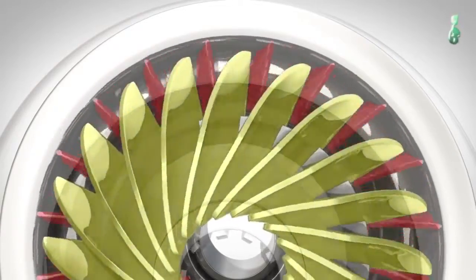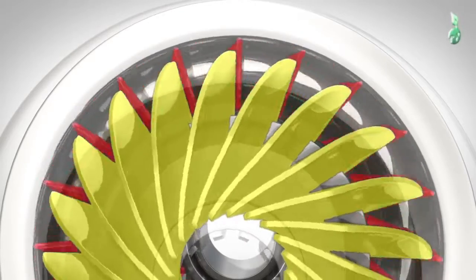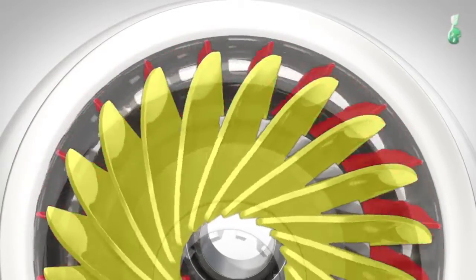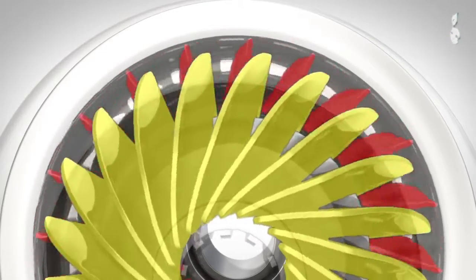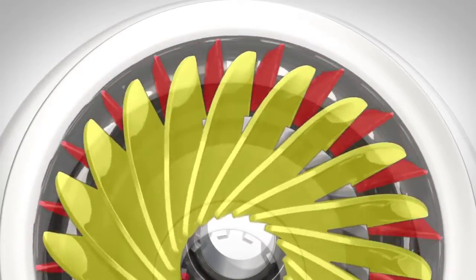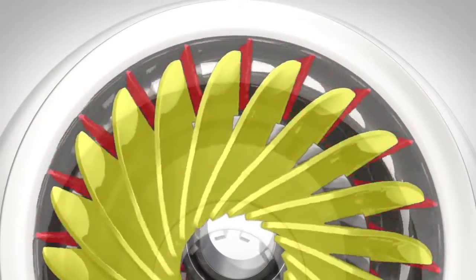The blades colored in red are those of the impeller. The yellow ones are those of the turbine. Here we can see that the yellow blades of the turbine are much slower than those of the impeller, because, for example, torque conversion and energy losses between impeller and turbine take place.